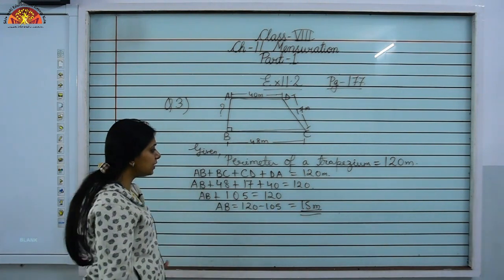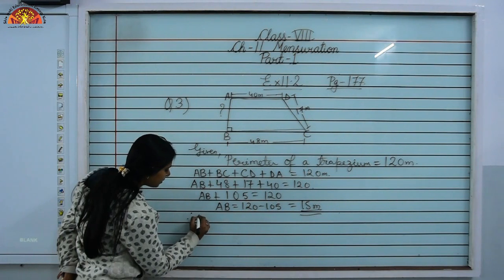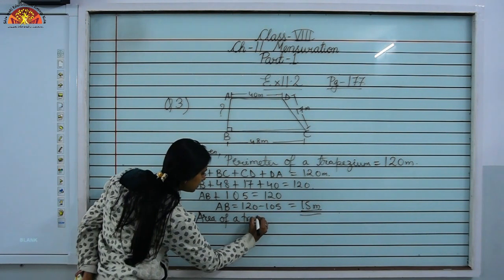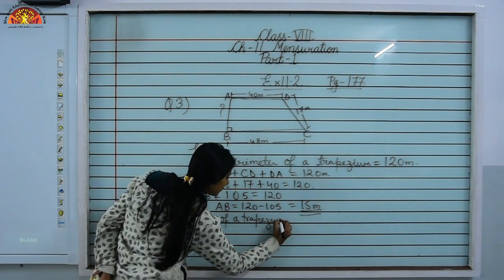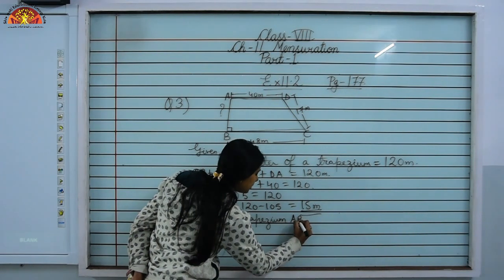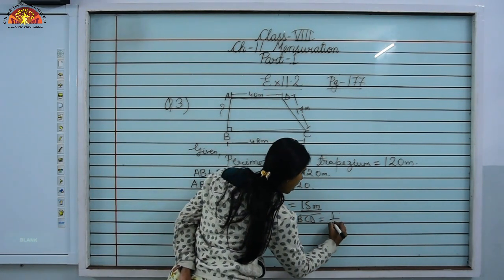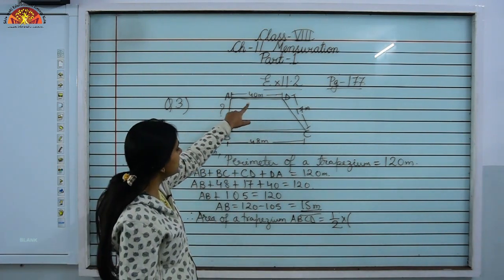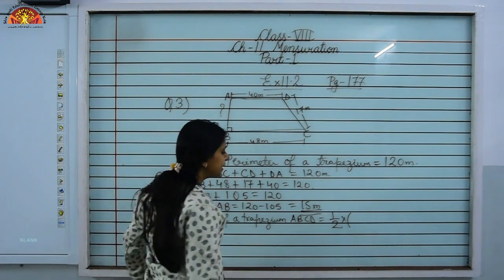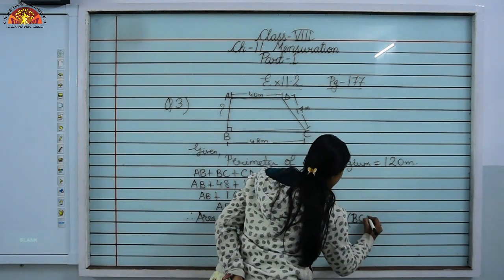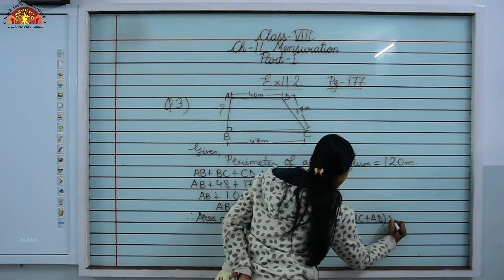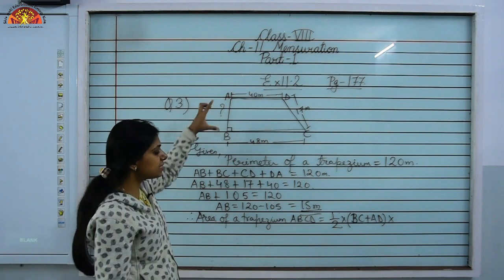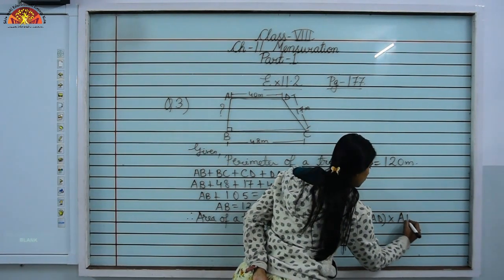Now you can easily find the area of a trapezium. So you can write, therefore, area of a trapezium ABCD is equal to half into sum of the parallel sides. So what are the parallel sides? That is BC and AD. So BC plus AD into distance between these two parallel sides, that is AB into AB.